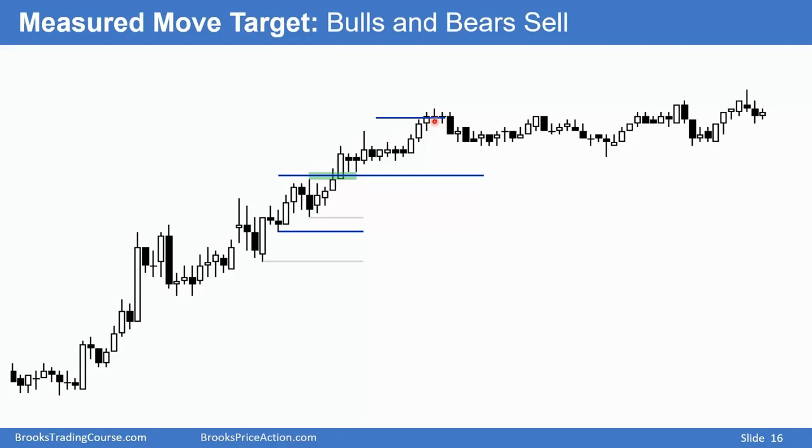Small pullback bull trend, usually better not to sell, usually better only to look to buy until the market turns into something else, like a trading range. Then traders might sell at prior highs looking for a scalp down.